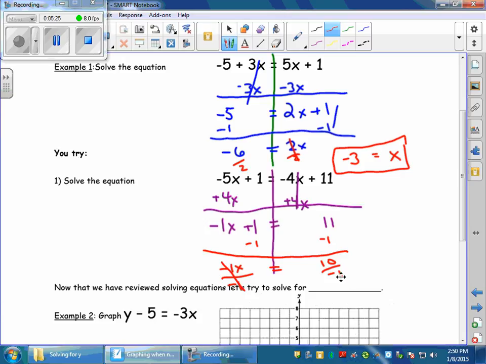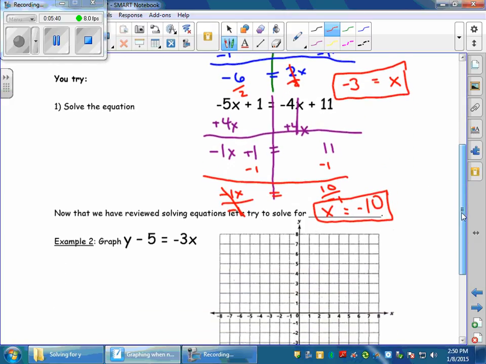These will cancel out because they're happy to be together. And I end up getting x is equal to 10 divided by negative 1, unhappy to be together, 10. So x equals negative 10. Hopefully you guys got that. If not, hopefully you see where you made your mistakes.